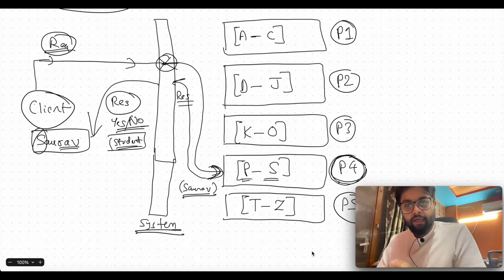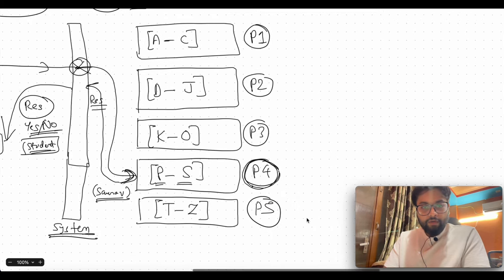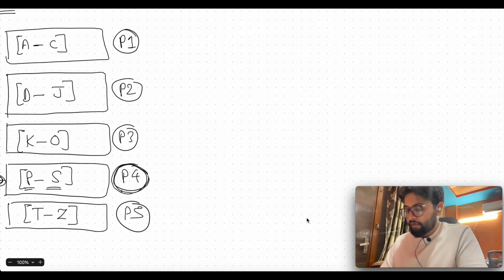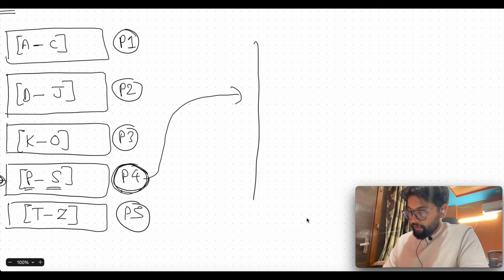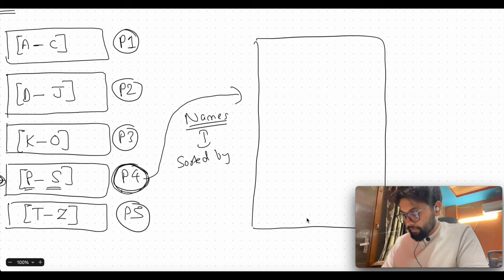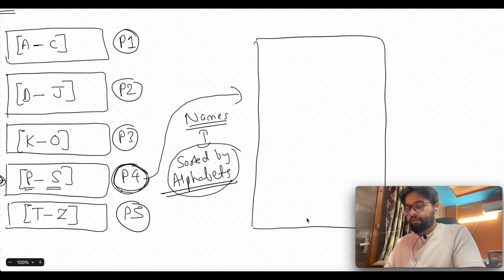You can also try to understand how the names are stored within a particular partition. If we drill down a bit more, I'll just move it right here. Suppose we have to understand how partition 4 is trying to store names. It can be the case that every partition might be storing names in alphabetical order, sorted by alphabets. What I mean is that all the entries are sorted alphabetically.